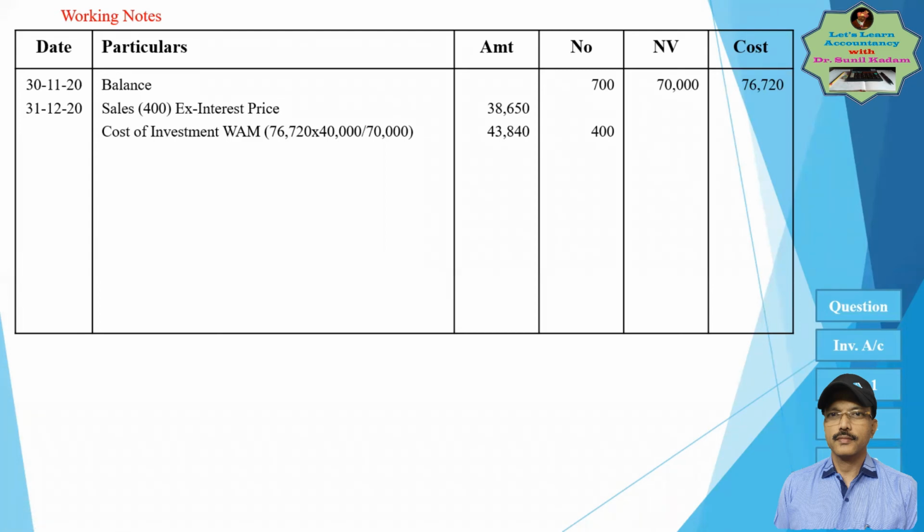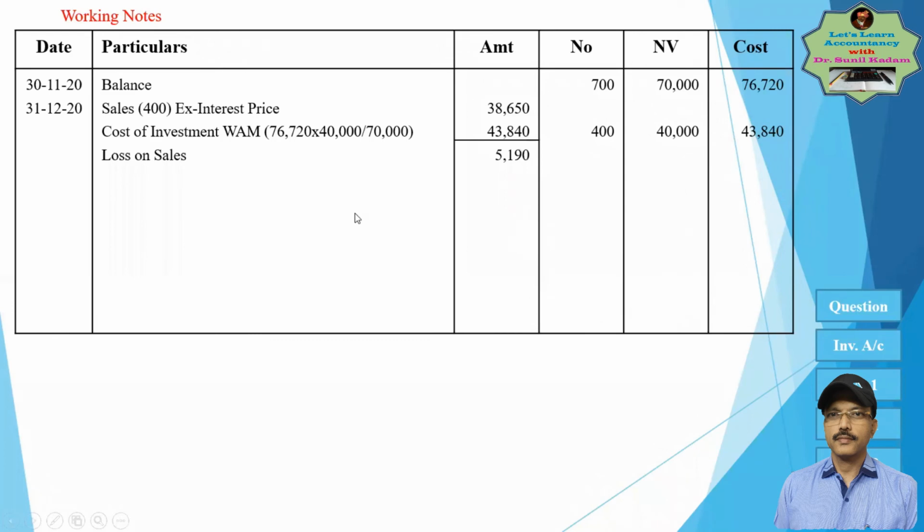In this case, is it a profit or a loss? Check: we were supposed to receive 43,840, but actually received 38,650. It means a lesser amount is received, so there is a loss. For the 400 debentures, the nominal value is this and this is the cost we are deducting. Let's find out the profit or loss. The loss amount is 5,190. 5,190 is the loss and it has to be recorded.